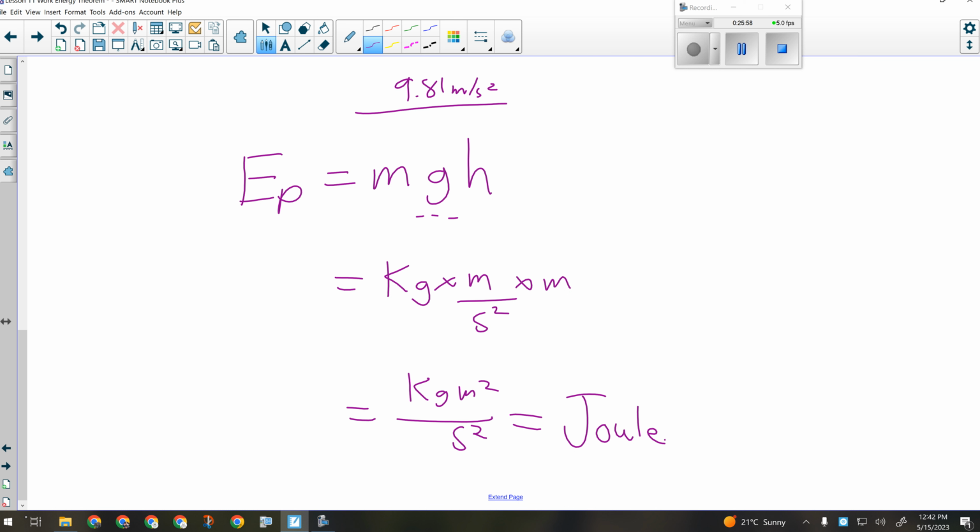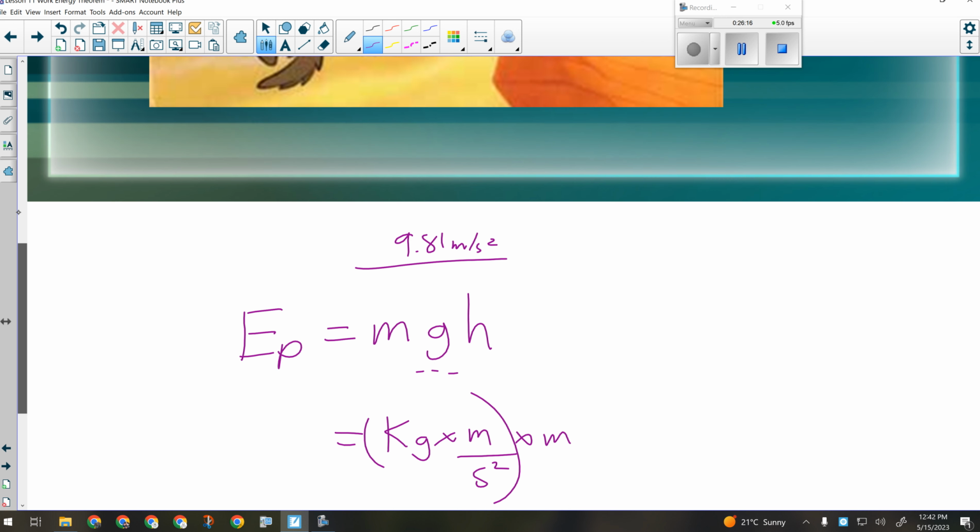The reason I bring this up is just in case we're manipulating this to find something else. Like if we're manipulating for height, we'd be dividing by m times g. We'd be left with meters because these things would come over to the other side. Okay? Everyone kind of follow me there? All right, so that's gravitational potential energy.